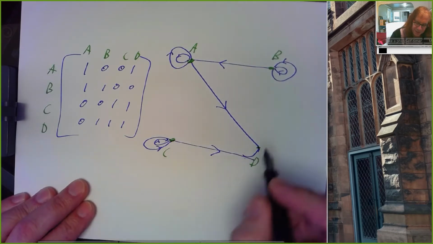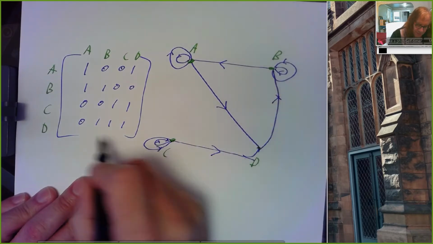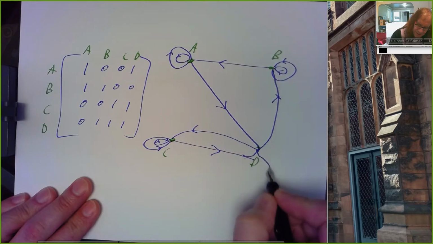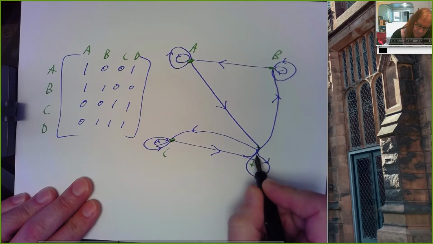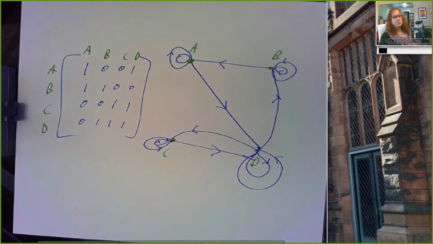And then D connects to B. And it connects to C. And it connects to itself. So something like that would come out. It's a goofy looking graph.